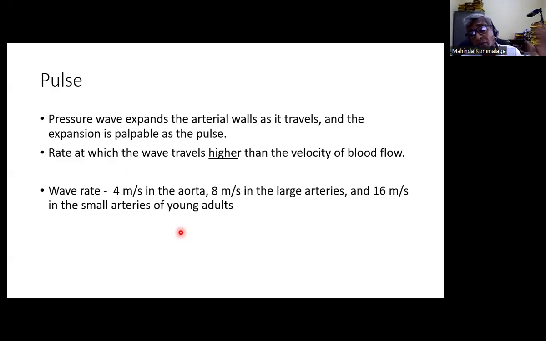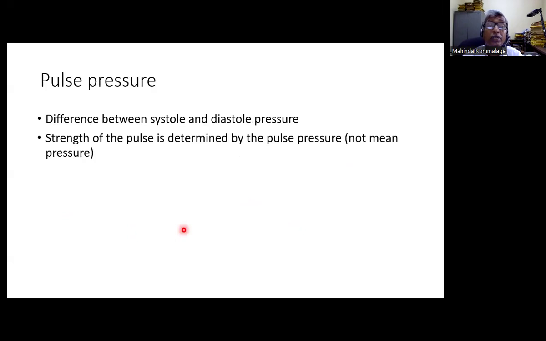Pulse wave will travel faster than the blood, right? Basically, pulse wave is faster than the velocity of blood, right? So pulse wave rate is 4 meters per second and blood flow is slower than that. So different types of pulse you will learn in a separate lecture.